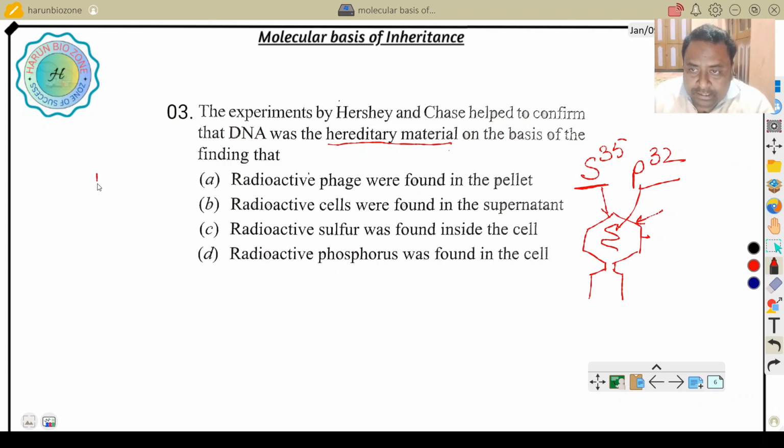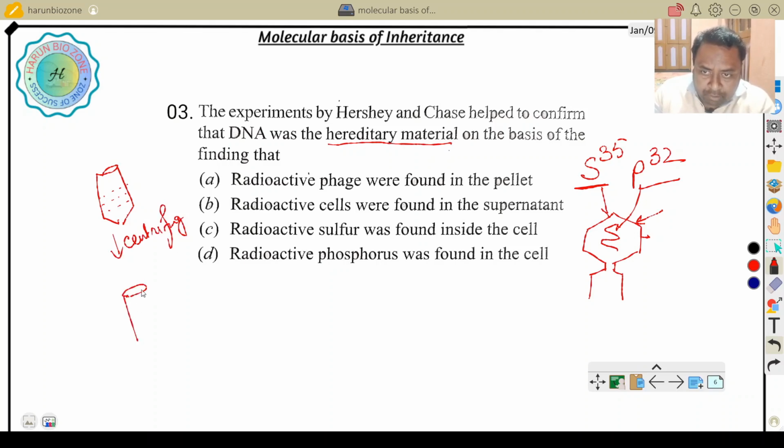What does pellet mean? Suppose this is the centrifuge tube. Okay, in the centrifuge tube, liquid or cell suspension or bacteriophage is present. Then it is centrifuged. If this tube is centrifuged, then the debris is deposited in the lower side. This is called pellet. And this is called supernatant. The liquid portion is called supernatant. Okay. The radioactive phages were found in the pellet.